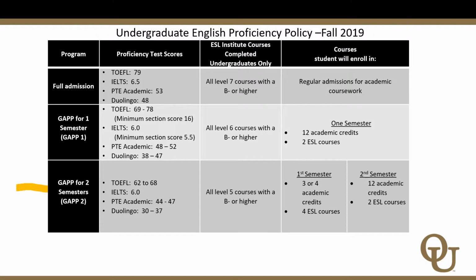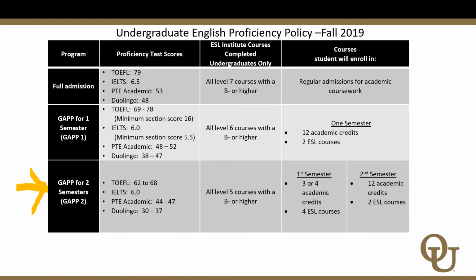A GAPP 2 student, where the orange arrow is, is a student who has slightly lower English proficiency test scores, or they've completed all Level 5 courses with a B- or higher in the ESL Institute. They will be in GAPP for 2 semesters. The first semester, they will take 1 academic course for 3 or 4 credits and 4 ESL courses. During their second semester, they will take 12 academic credits and 2 ESL courses.